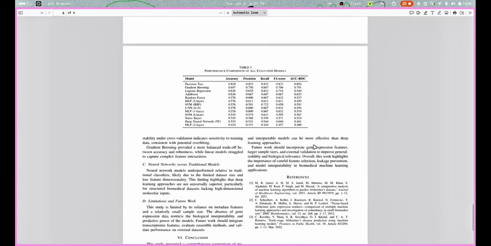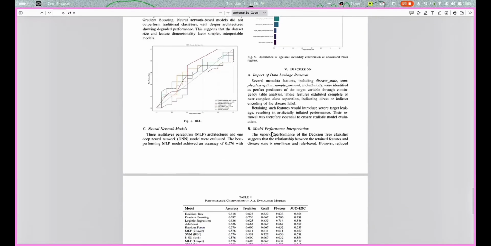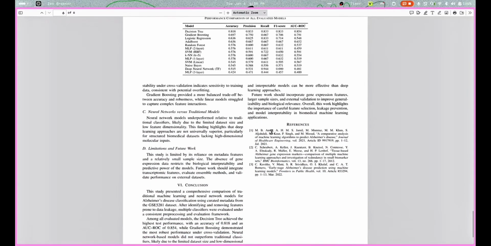Now, feature importance analysis reveals that age was the most influential feature, contributing approximately 69% of the predictive power, with specific brain regions providing additional support. This result aligns with existing clinical understanding of the disease and also demonstrates the advantage of interpretable models in healthcare settings.